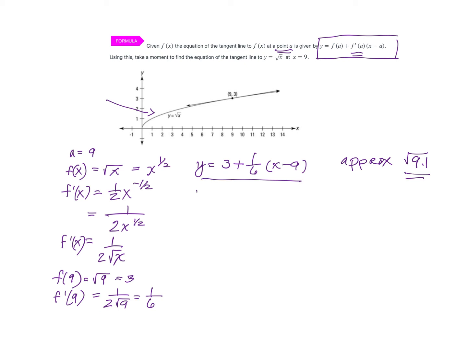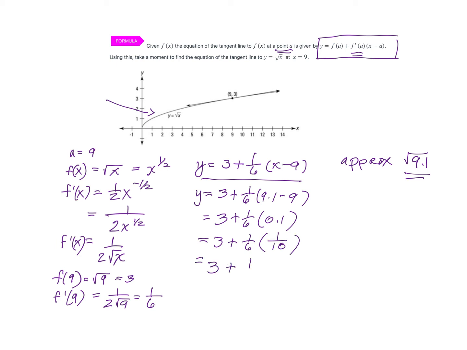And so we can plug in 9.1 for x. So we get 9.1 minus 9. And so you get 3 plus 1/6 times 9.1 minus 9, which is 0.1, right? And we can write 0.1 as 1/10. So we get 3 plus 1/60th. And if you want to, you can calculate that. And let me see what we get. All right, so I get 3.0166, and the 6 continues. Okay, so that's our approximation for the square root of 9.1.